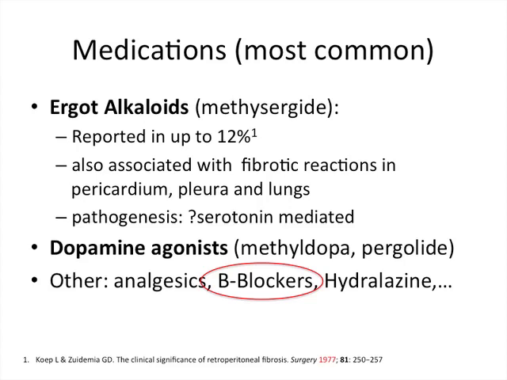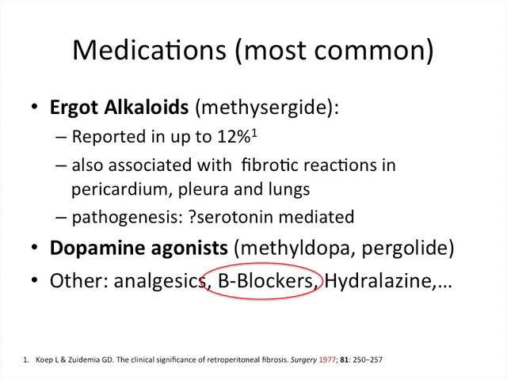Probably most people are familiar with the ergot alkaloid category, which contains methysergide, or Sansert, which historically has been used for migraine therapy. In the late 70s, this was reported in up to 12% of cases of RPF. It's been associated with fibrotic reactions elsewhere in the body, and it's felt that this may be mediated through a serotonin-type mechanism. The other major category within the drugs is dopamine agonists, such as methyldopa used in hypertension, pergolide, which has been used for Parkinson's disease, and some other important groups of medication include analgesics such as phenacetin or ASA, beta blockers I've highlighted here, and hydralazine, among others.